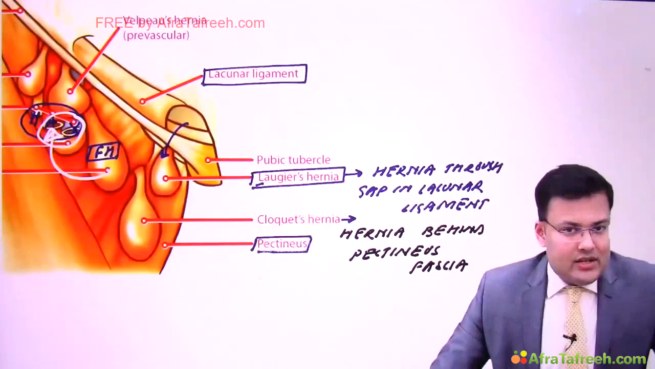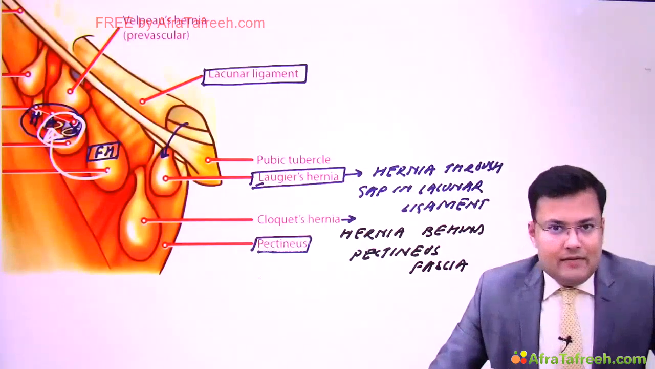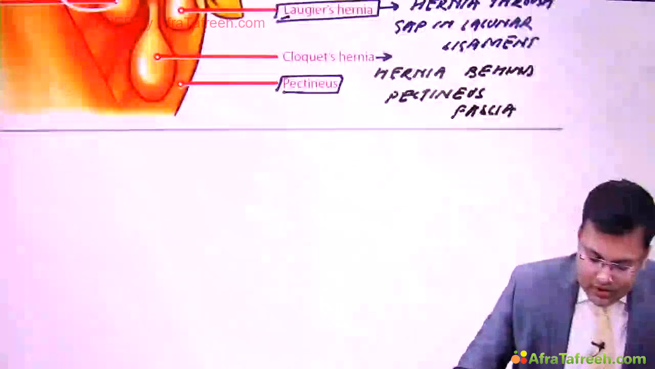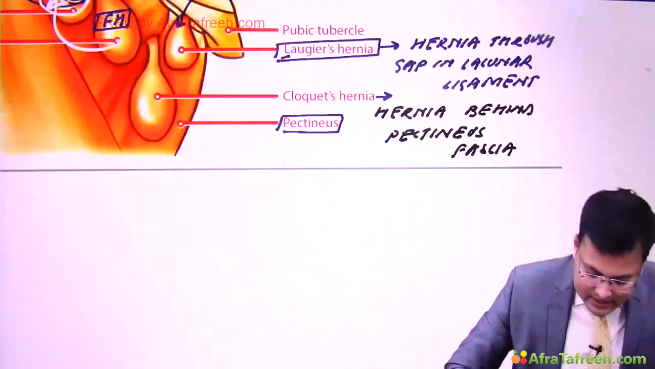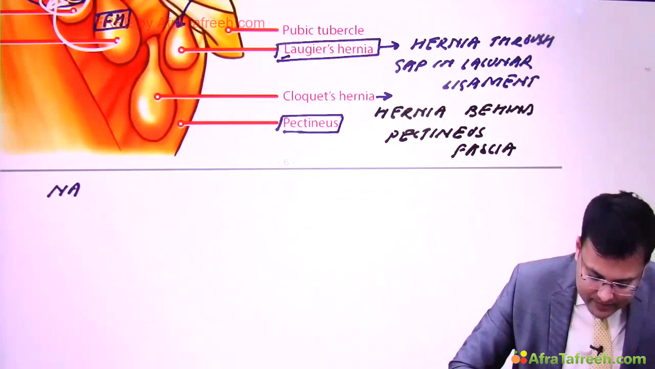And what is the relation? It comes behind the femoral vessels. So first was Logier's, second was Cloquet, and third is Nareth hernia.